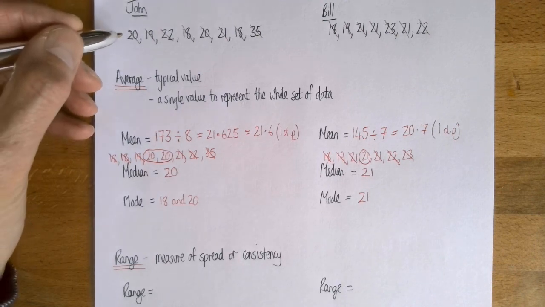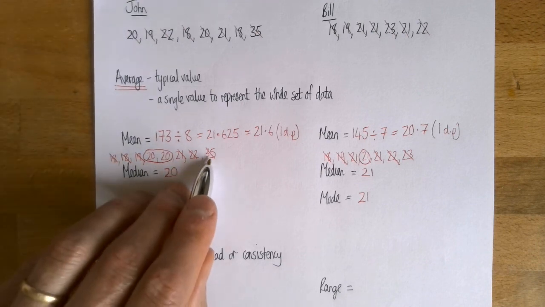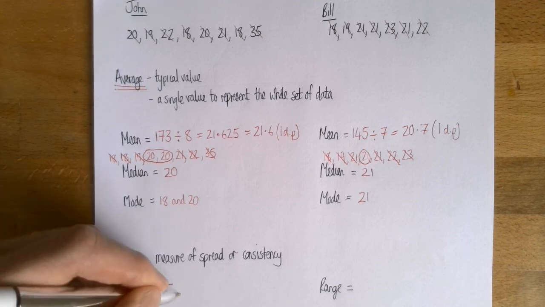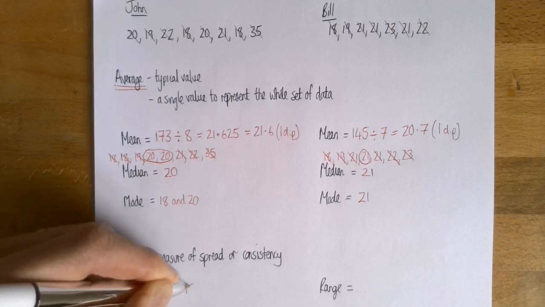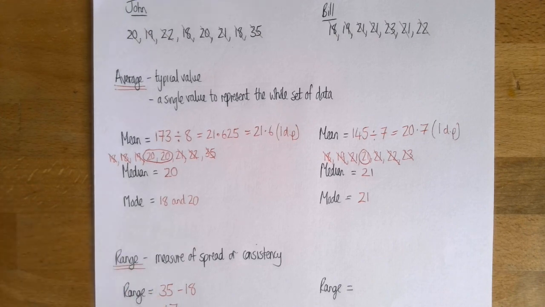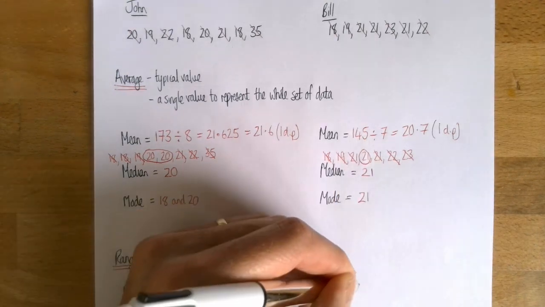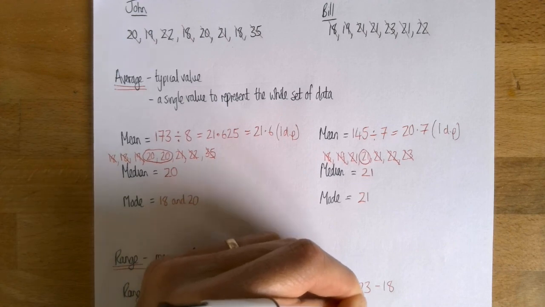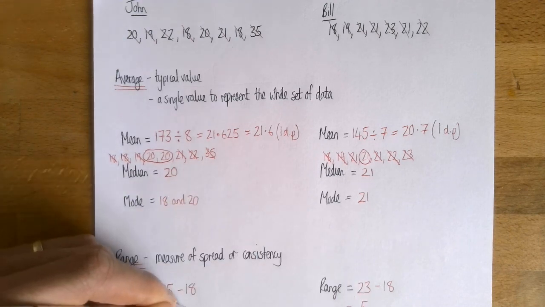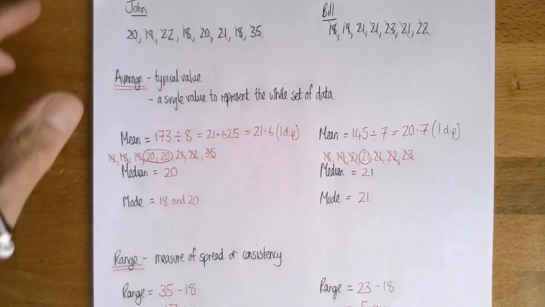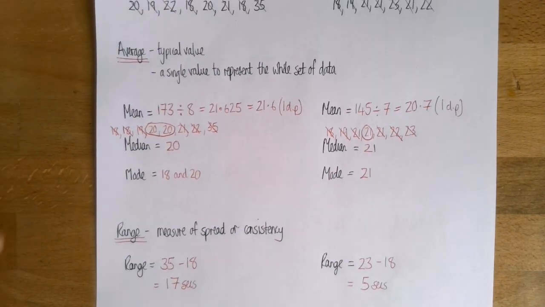So for John, his biggest value, if I look at my median list, was 35. And his smallest value was 18. So his range was 17. And for Bill, his biggest value was 23 and his smallest value was 18. So his range was 5. And of course that's seconds. I haven't been putting my units in, which is very bad. I should have done that up here as well.